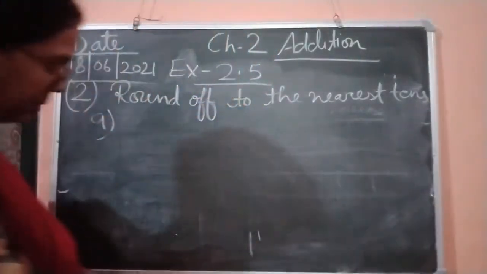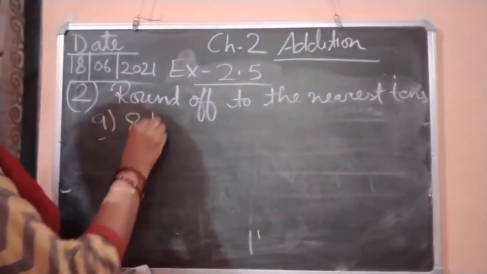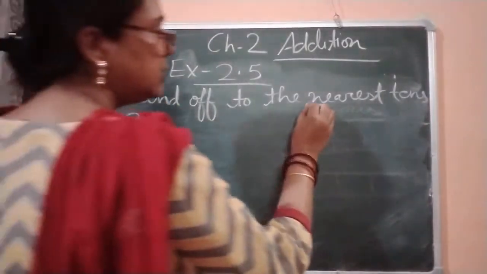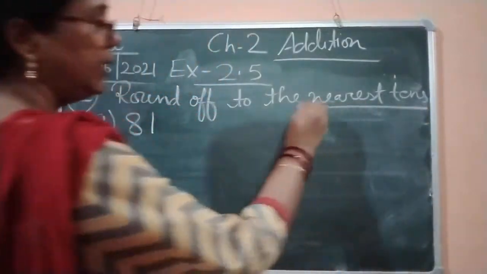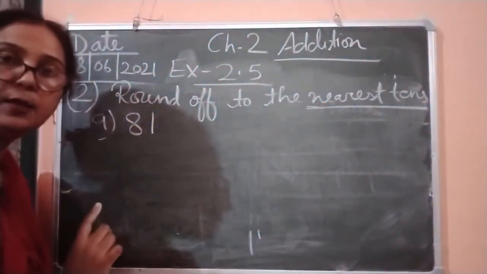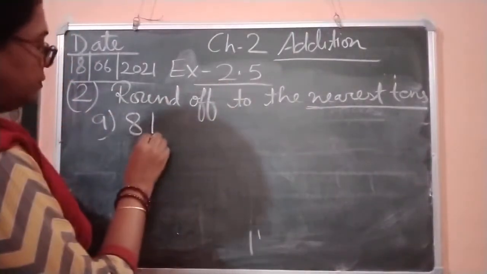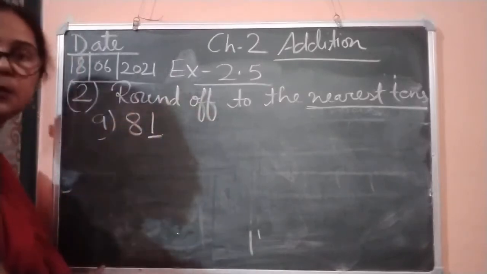B number is 81. First you just pay attention over here. We are rounding these numbers to the nearest 10. Nearest 10 means we have to see the ones place first.